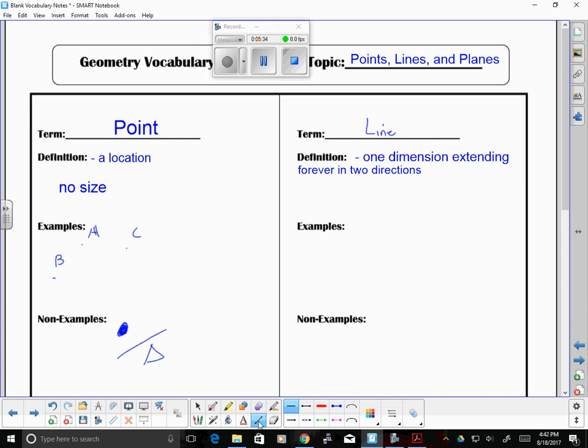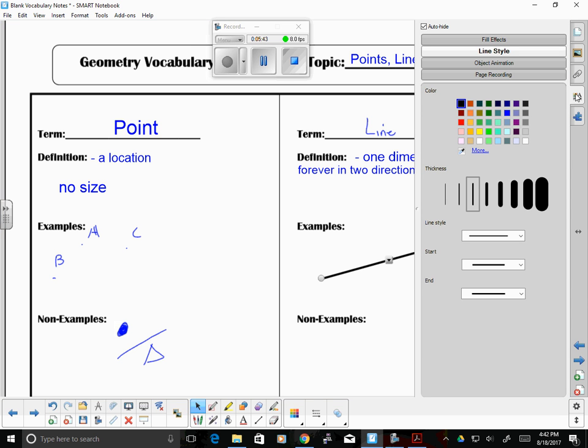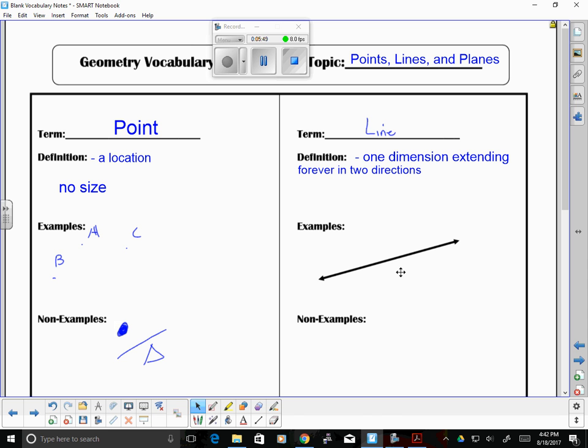This is sometimes what we think about in terms of a line, but to show that it's going to extend forever, we're going to put an arrow on each end. These arrows on each end, here and here, indicate that the line is going to continue forever in both directions.